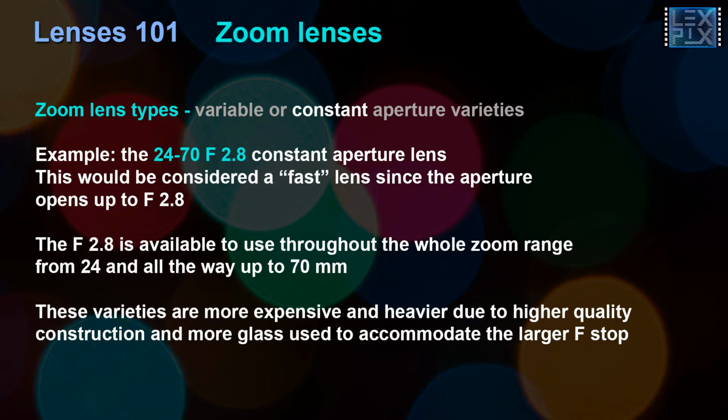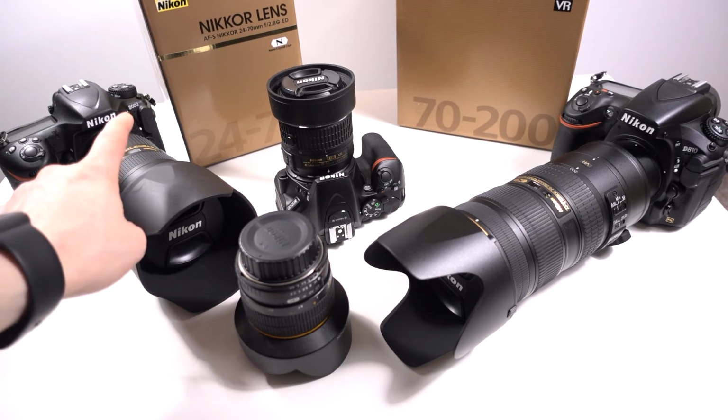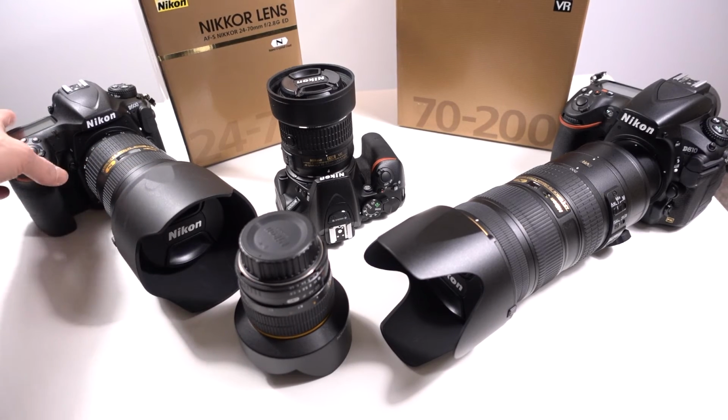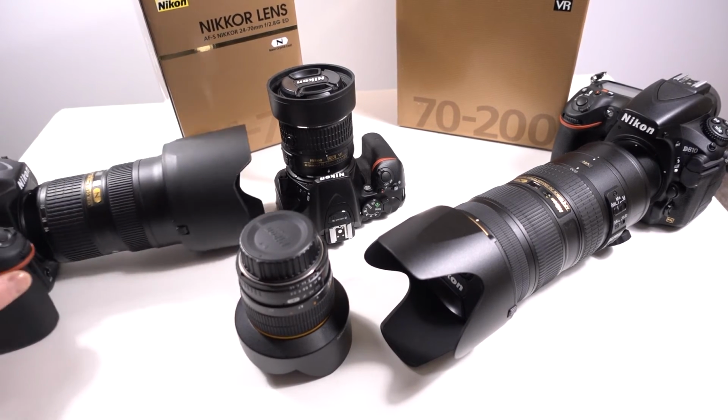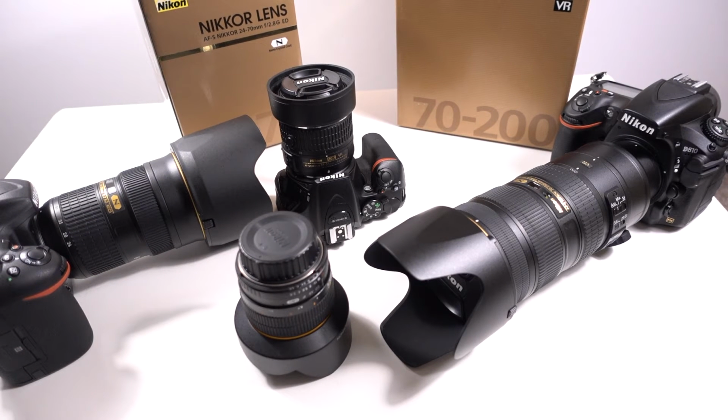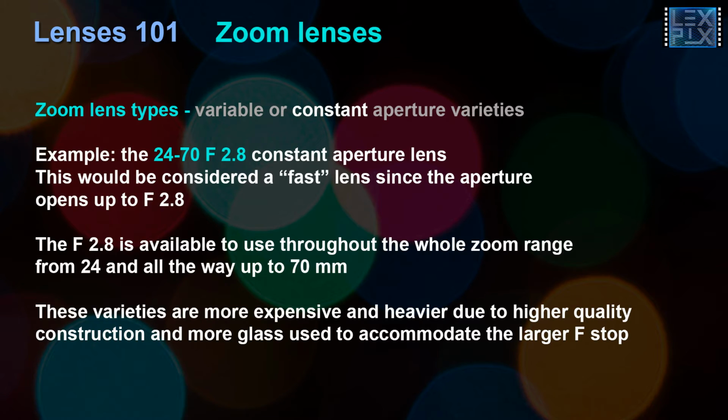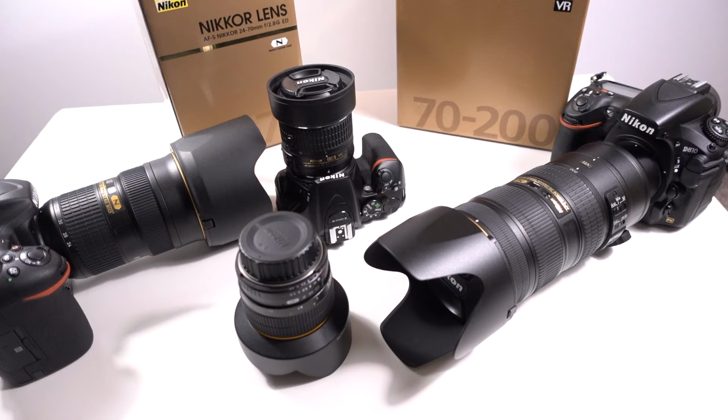So the constant aperture lenses, for example, the 24 to 70 2.8, which I have here. This is a Nikon 24 to 70 2.8. You can see how big it is. I have a lens hood on it, so it kind of makes it bigger, but you get the idea. That's considered a fast lens because the aperture opens up to 2.8. The 2.8 is available to use throughout the whole zoom range from 24 all the way up to 70.